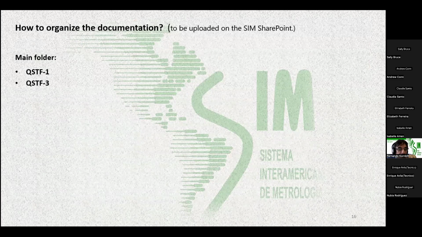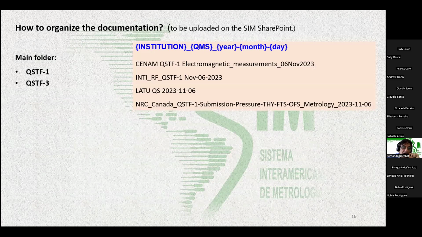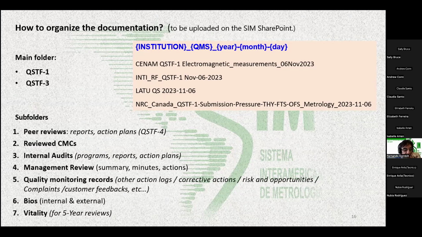But before, how do we upload this documentation? In your files, there is a main file where we include the QSTF-1 and QSTF-3. How do we name these files? There's a rule so that we can unify how we name the files. We write down first the name of the institution, which is the quality system, and the date. Here we have 4 examples from the last meeting. For example, the CENAM QSTF-1 for electromagnetic measurements, the date, document 1 for radio frequency, or LATU quality system, the date, and NRC Canada, pressure documents and the date. These are different versions of this rule in order to name the documents.